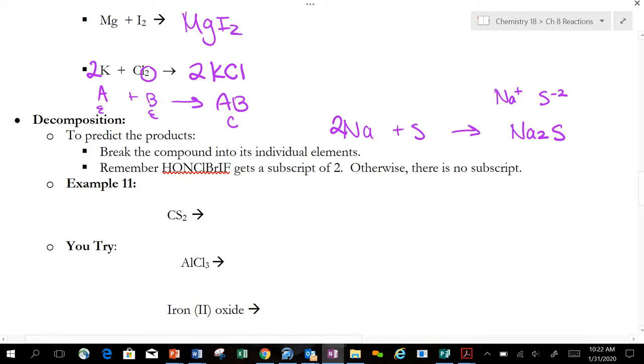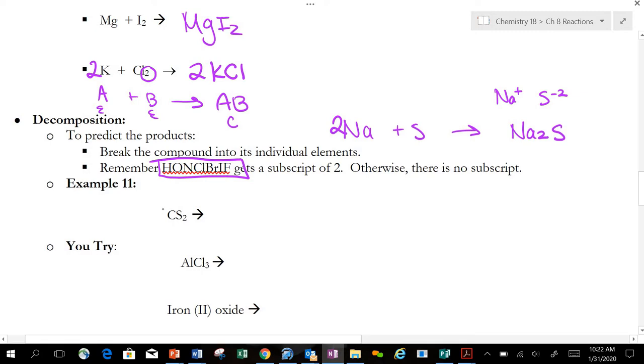So now we're going to have one reactant, and we're going to break that apart into smaller pieces. The only thing you need to pay attention to here are your Hunkelbriefs or your diatomics. Otherwise there's no subscript. So we're not paying attention to charges at all, because charges only matter when we're putting things together, but we're breaking them apart. So we're putting them back to their normal states, so their individual states.